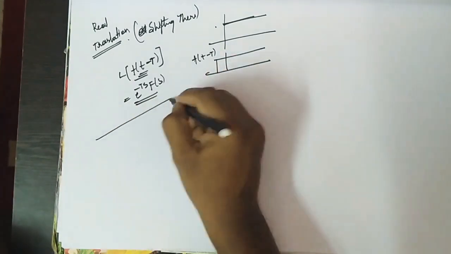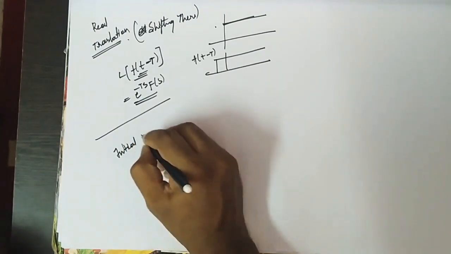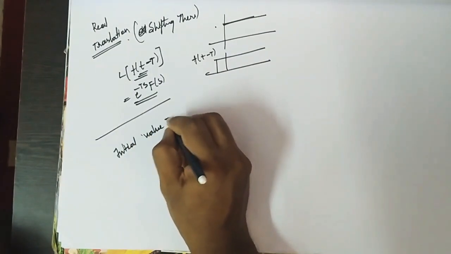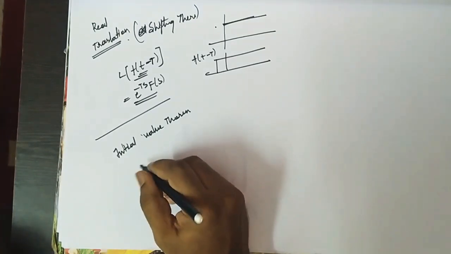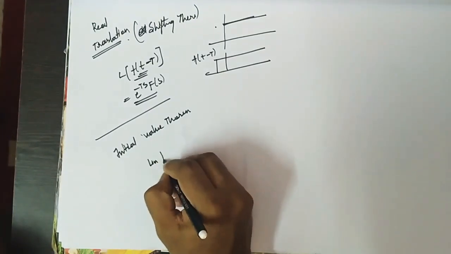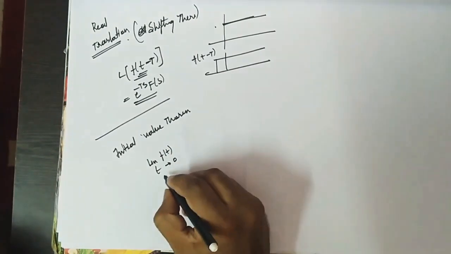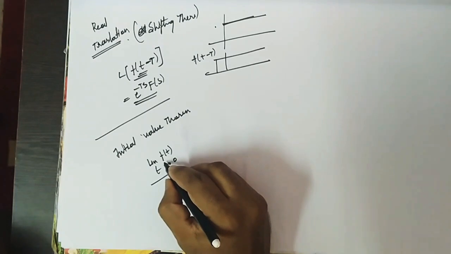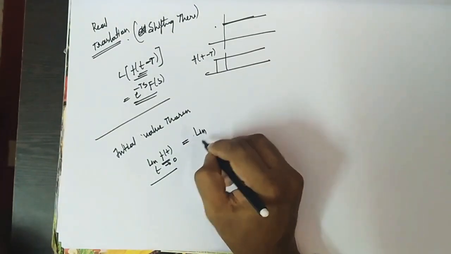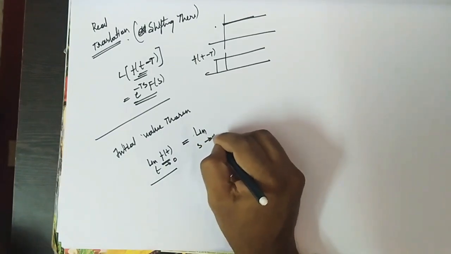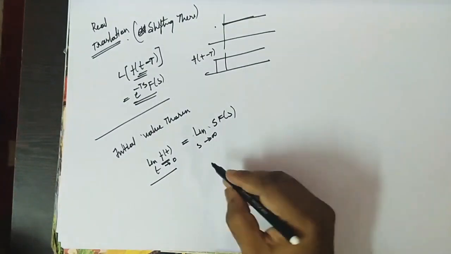So there are two more things we need. We have the initial value theorem. The limit of f of t as t tends to 0, that means at t tends to 0 you need to find the f of t function, gives the limit as s tends to infinity of s times F of s. So I'll explain this condition here.